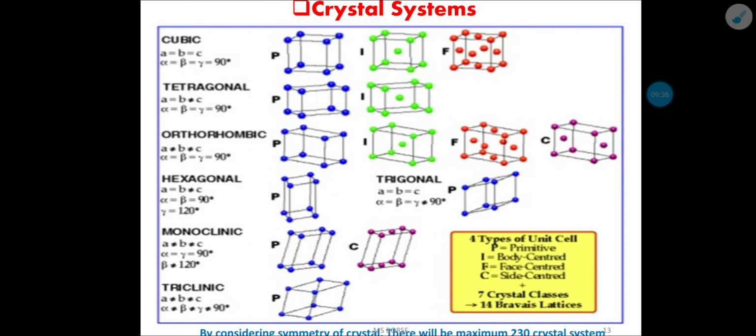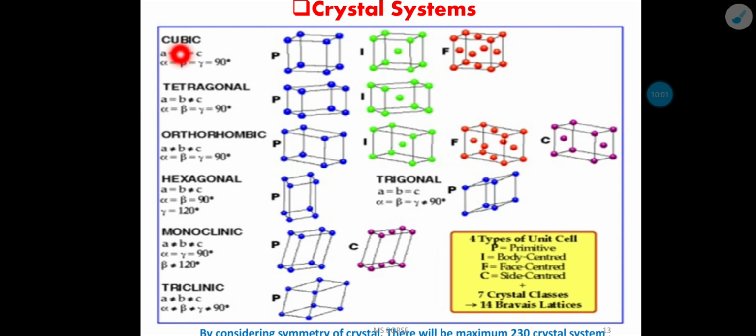After that, the crystallographer Bravais tried to classify the crystalline systems into 14 Bravais lattices by considering primitive as well as non-primitive unit cells. And these 14 crystalline systems are called the 14 Bravais lattices.